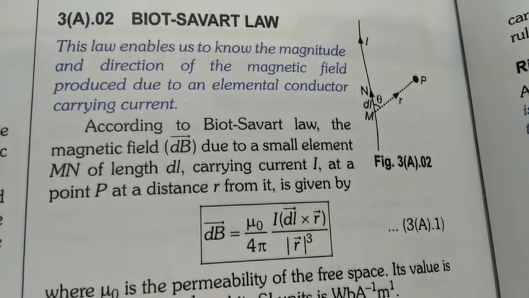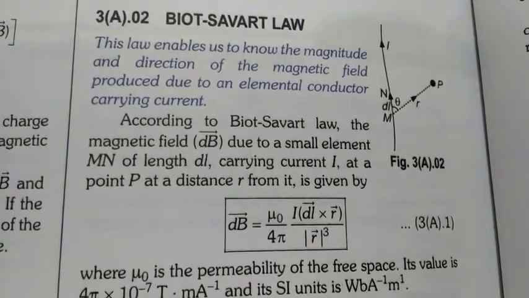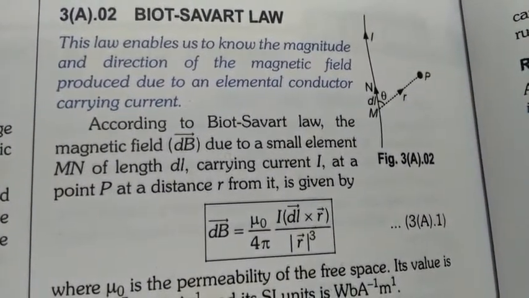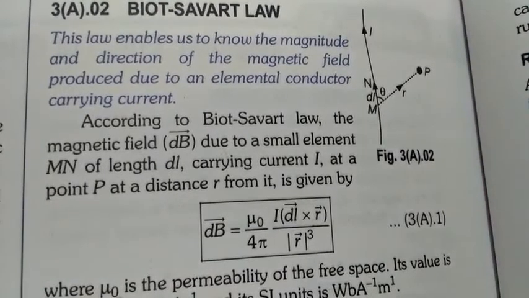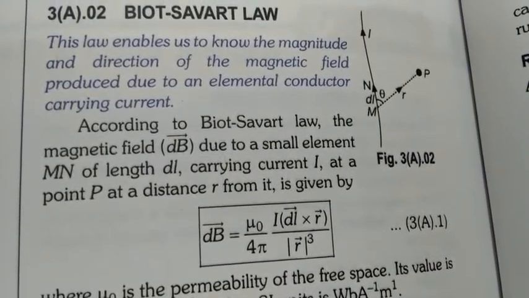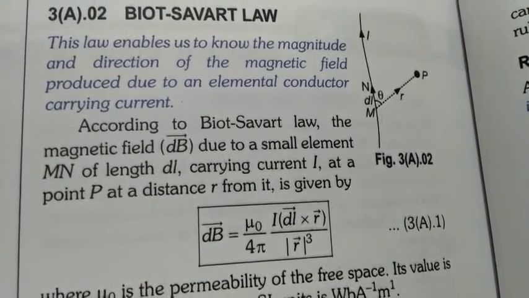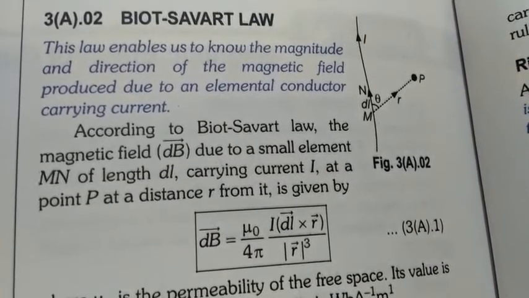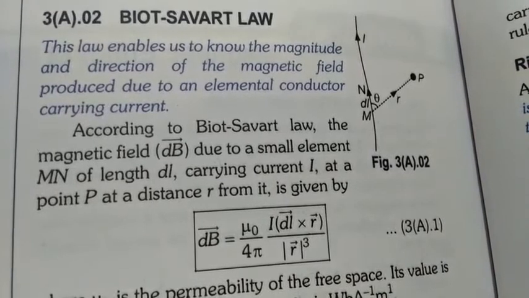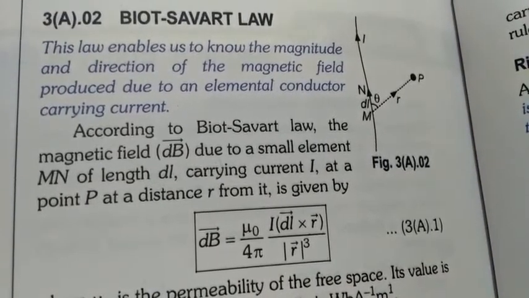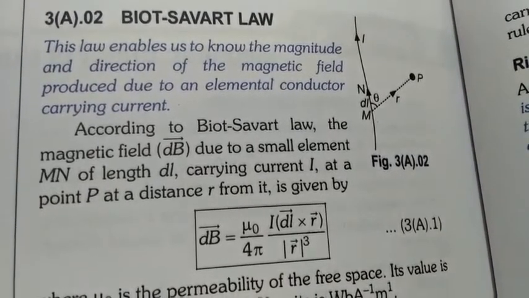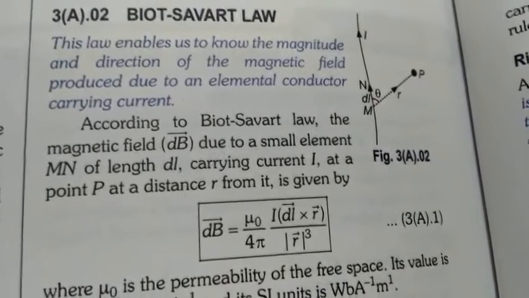Here in this part we will discuss about Biot-Savart law. This law enables us to know the magnitude and direction of the magnetic field produced due to an elemental conductor carrying current. Okay, so if you are having any current carrying conductor, because of that conductor the magnetic field will be produced. So what is the effect of that field at a particular point? What is its strength there? What is its direction there? That we can conclude from Biot-Savart law. So let's see what this law tells.